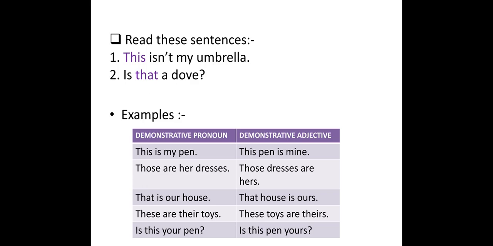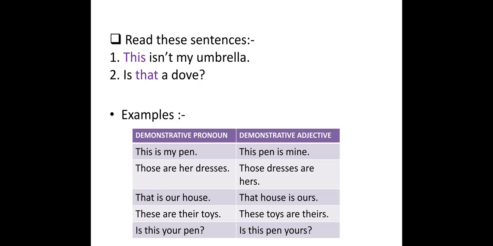This is my pen. As a demonstrative adjective we can say, this pen is mine. Second number, those are her dresses. This is called a demonstrative pronoun, and if we use the same sentence as a demonstrative adjective, we can say, those dresses are hers. Number 3, that is our house. That house is ours.